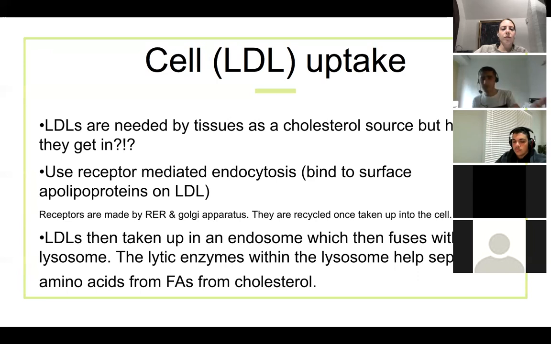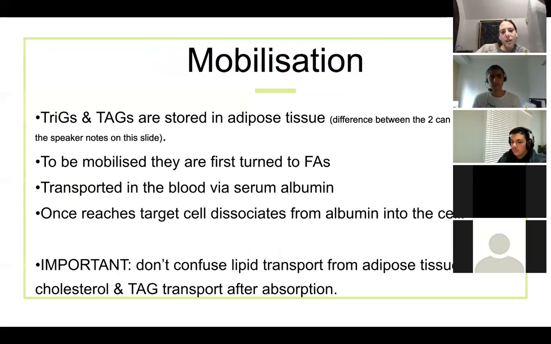So as we said before, LDLs are taken up with the endosome, which fuses. And then we have the lysosomes, these organelles in our bodies that pretty much have all these enzymes that destroy stuff. They fuse with our endosome and break down the lipoprotein, the LDL, to free up those amino acids, the cholesterol, the fatty acids. Cool. Now we'll get to mobilization.